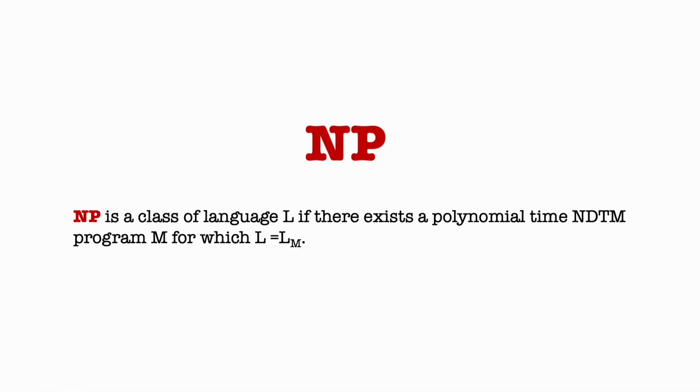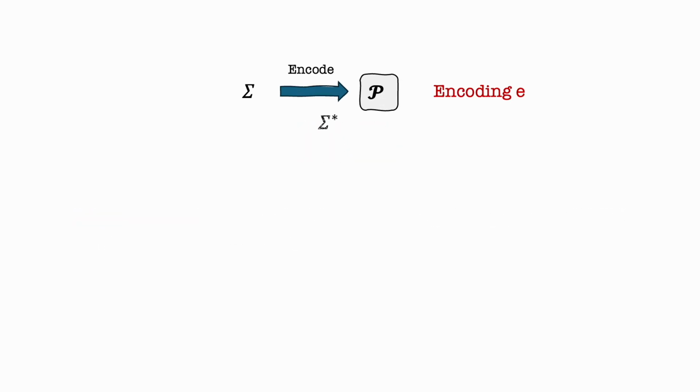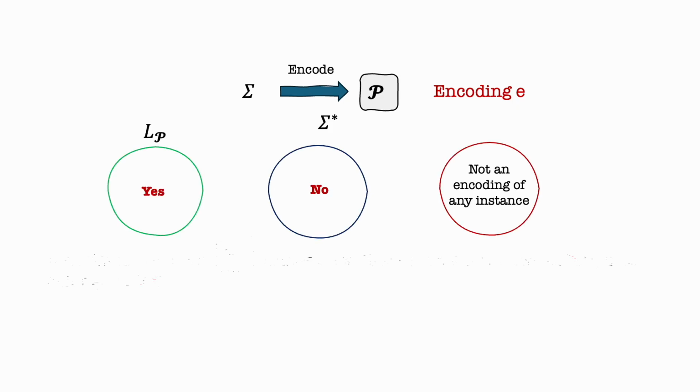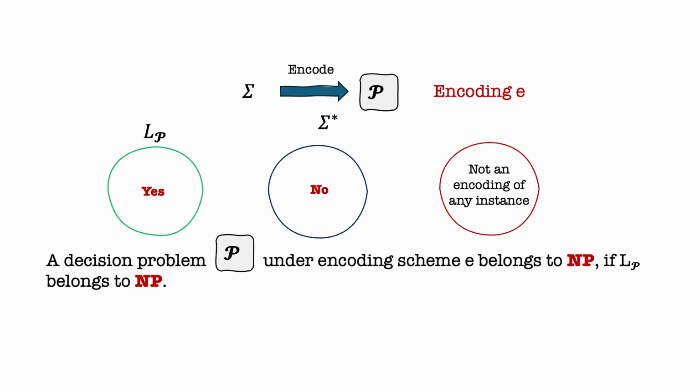Now, time has come to formally introduce the second complexity class, NP. NP is a class of languages: L is in NP if there exists a polynomial time NDTM program M for which L equals LM. The language L that we care about is exactly the set of strings that the NDTM program M accepts. So, the NDTM program M solves the decision problem defined by L. We can also say a decision problem P under encoding scheme E belongs to class NP if the language of problem P, LP, belongs to the class NP.